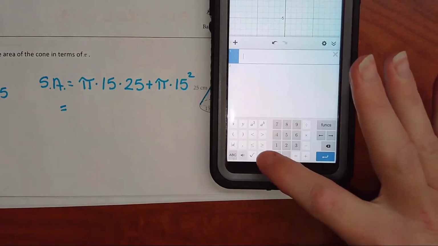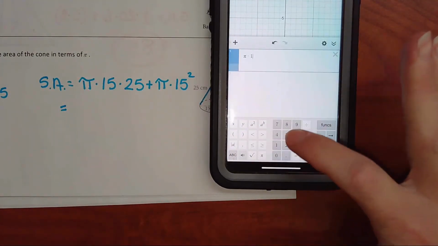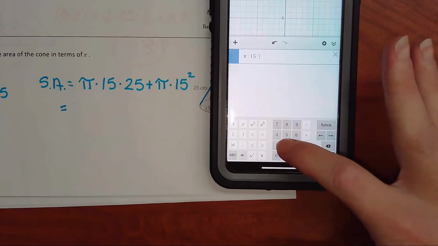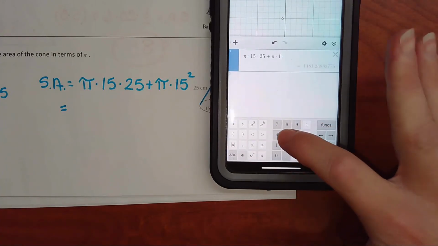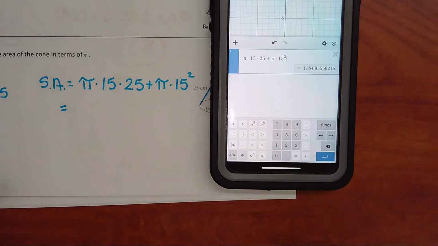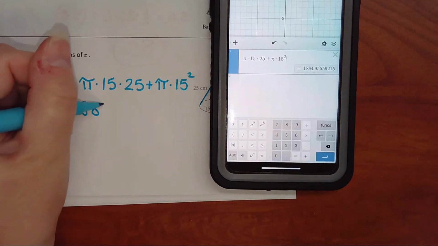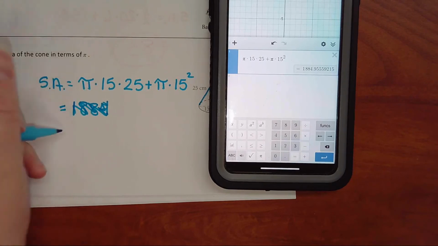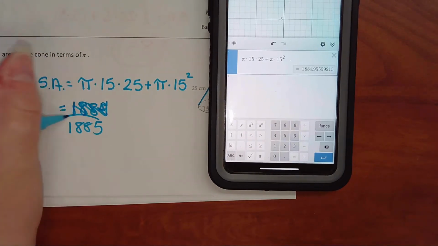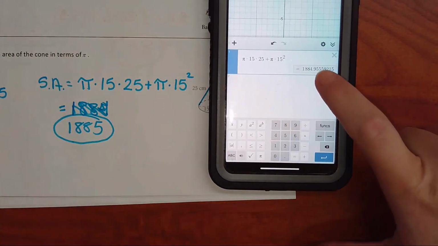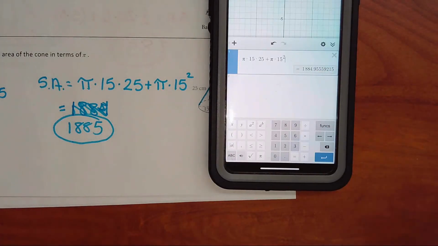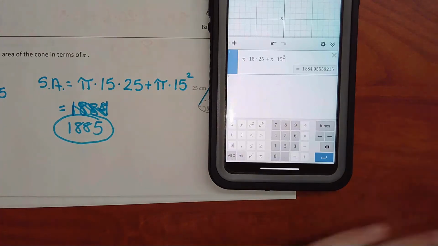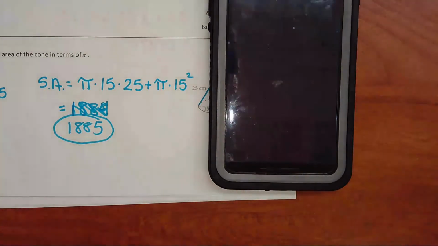So to plug it in, we do pi times 15 times 25 plus pi times 15 squared. And we get 1884. Actually, it'd be 1885 once we round it, because the 5 would round the 9 up, which then again would round the 4 up. So that is how you find the surface area.